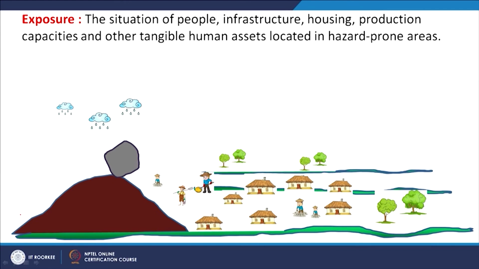This one we call exposure: the situation of people, infrastructure, housing, production capacities, and other tangible human assets located in hazard-prone areas. So, if these people and these houses are not there, we do not care about the hazard or disaster. We do not consider them risky. We consider this landslide risky because people, properties, buildings, and infrastructure are exposed to that potential hazard. Okay, so how many people are exposed and who is exposed are important in disaster risk management.